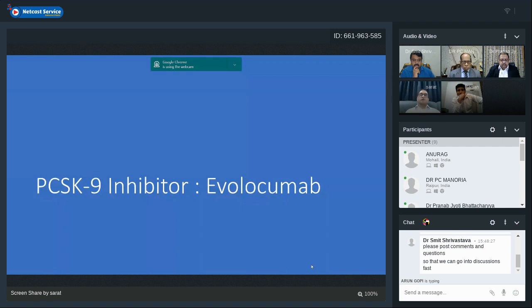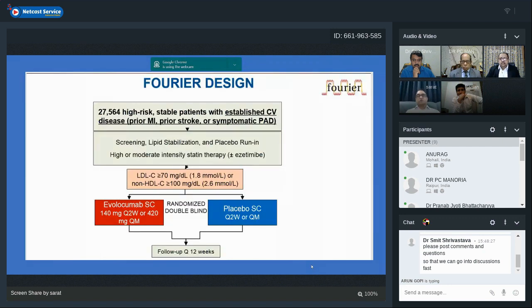Look at the most important trial in relation to evolocumab, that is the Fourier trial. Lots have been spoken and written about the Fourier trial. It randomized 27,000 plus patients who had established cardiovascular disease, either myocardial infarction or stroke or symptomatic peripheral artery disease. Its competitive molecule, that trial, ODC, has slightly different inclusion criteria, and we are not able to derive so much knowledge and interpretation from that trial.